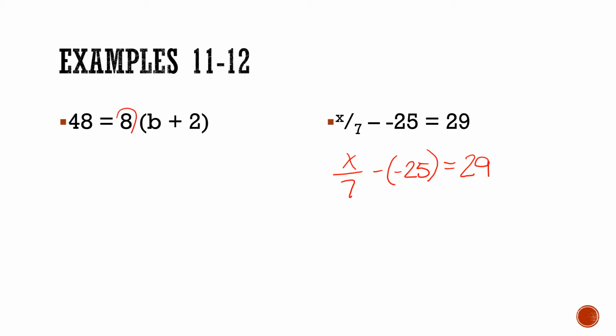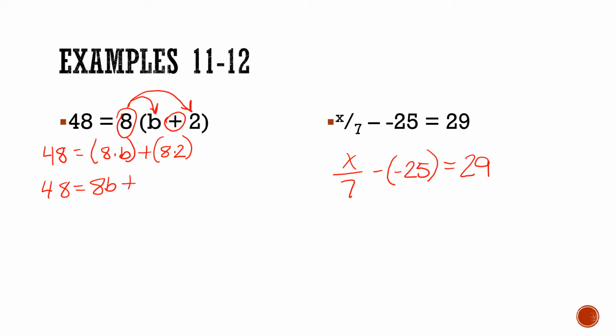So we're going to distribute the 8. So that's going to leave us with 48 equals 8 times b plus 8 times 2. So 48 equals 8 times b is 8b, and 8 times 2 is 16. So now you've set up your two-step equation, so we're going backwards through the order of operations. So we're going to subtract 16. What we do to one side of our equation, we have to do to the other side. 48 minus 16 is 32 equals 8b.